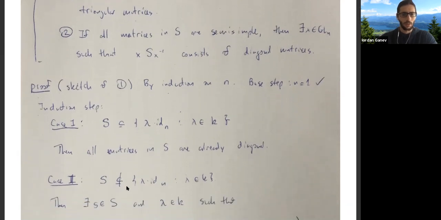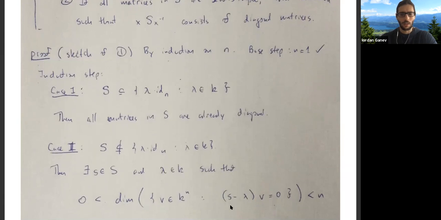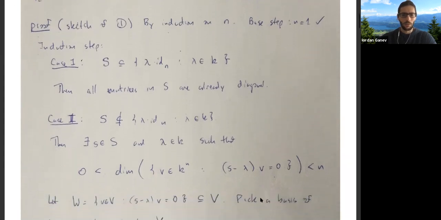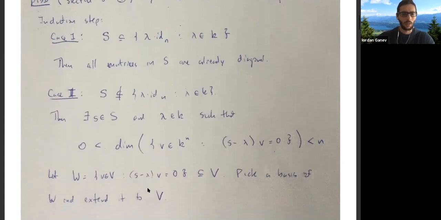If they're not, then there is a matrix and an eigenvalue for that matrix, so that the eigenspace is some proper non-trivial subspace of k to the n. So the dimension of this eigenspace is somewhere between 0 and n, not inclusive. Let's say W is this eigenspace, the lambda-th eigenspace of this element little s in big S. One thing to note is that because little s commutes with everything else in big S, this W will be stable under all the elements in big S.